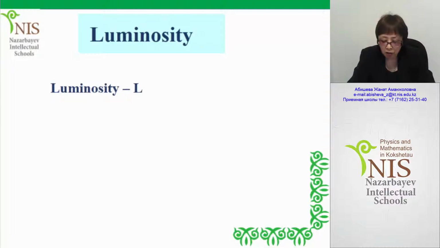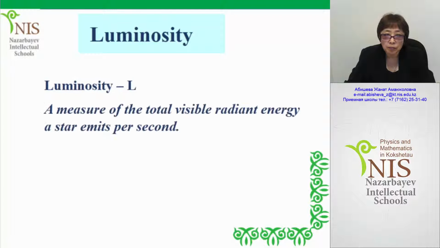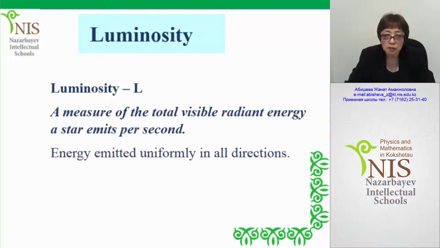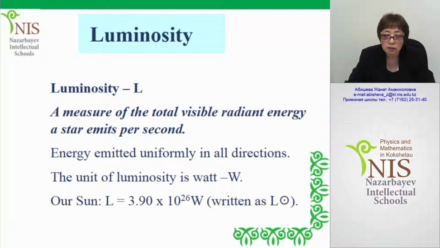The main characteristic of the star: luminosity. Luminosity notation: L. A measure of the total visible radiant energy a star emits per second, energy emitted uniformly in all directions. The unit of luminosity is the watt. Our Sun's luminosity equals 3.90 times 10 to the power 26 watts.